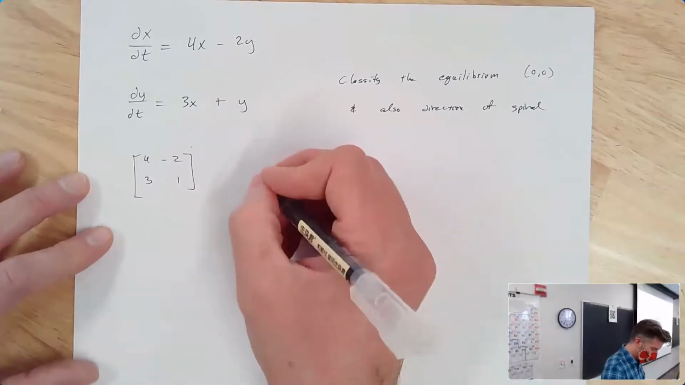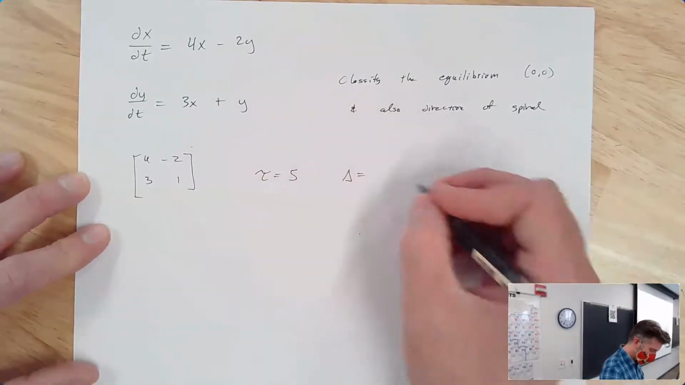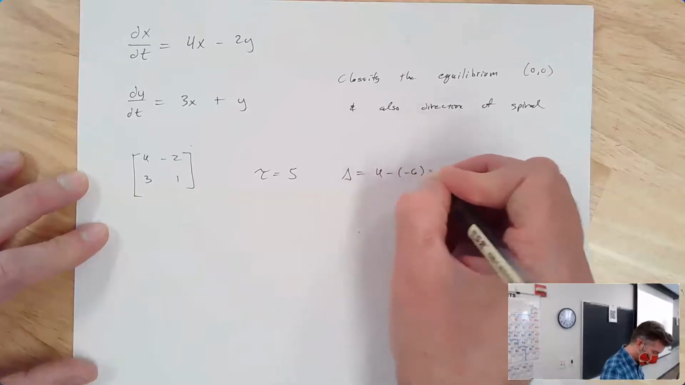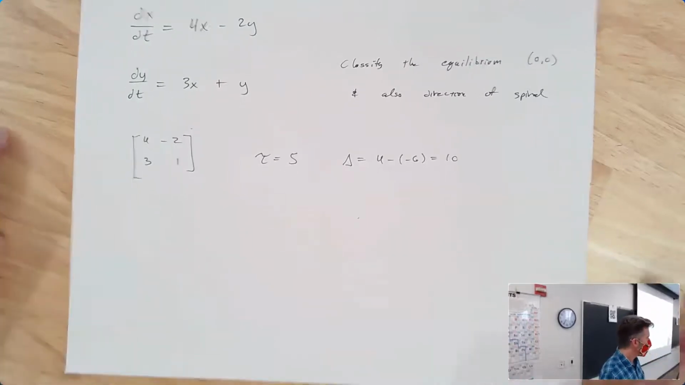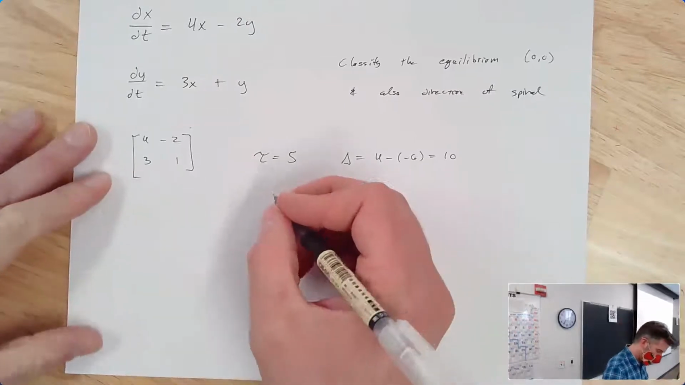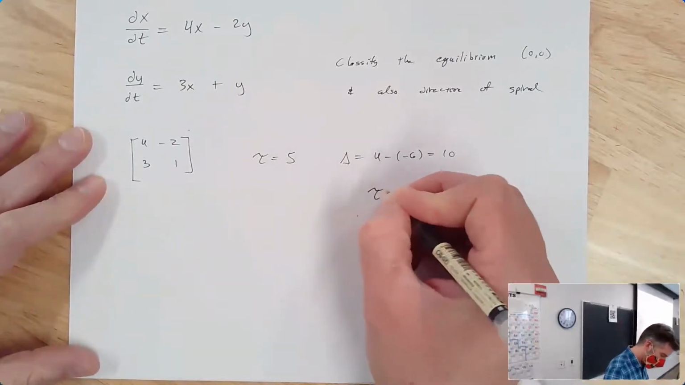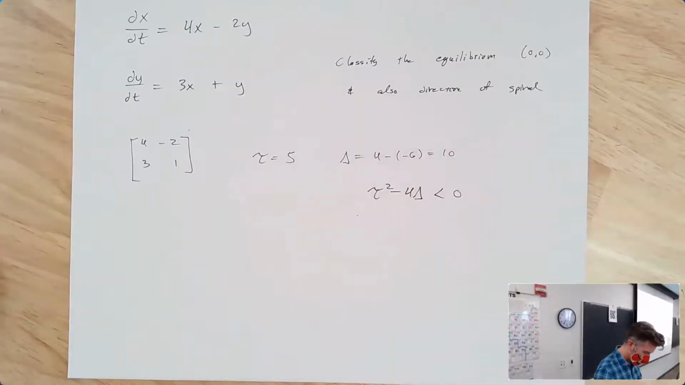So my trace is 5. My determinant is 4 minus 6, which is 10. I'm feeling pretty good about this being a spiral. Why am I feeling good? Well, because I know that to be a spiral, this has to be negative. And it is. Right? What's the word for that thing? The discriminant of my root has to be negative.